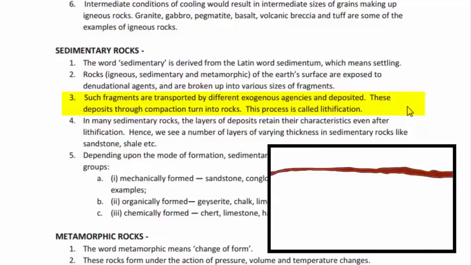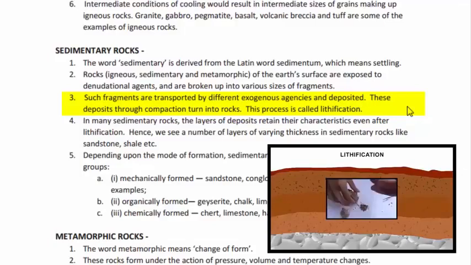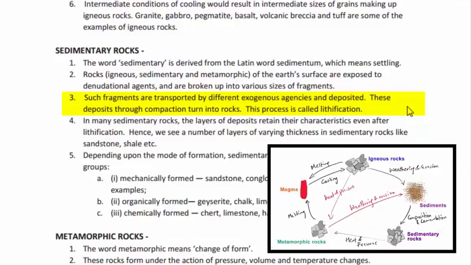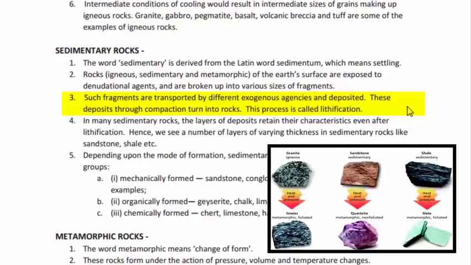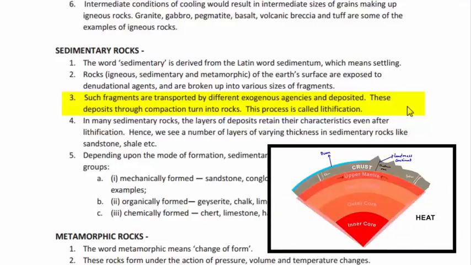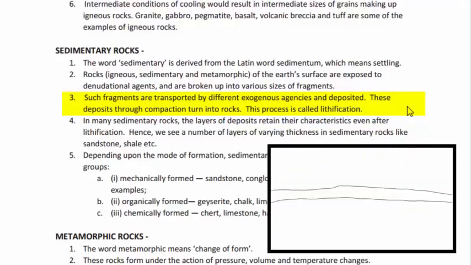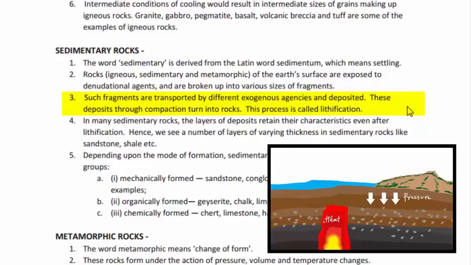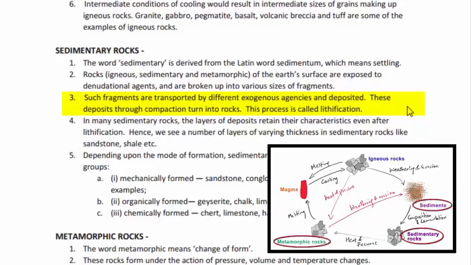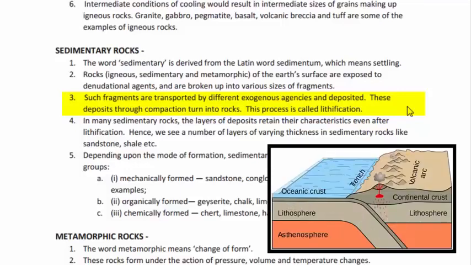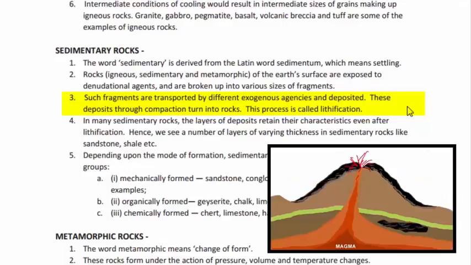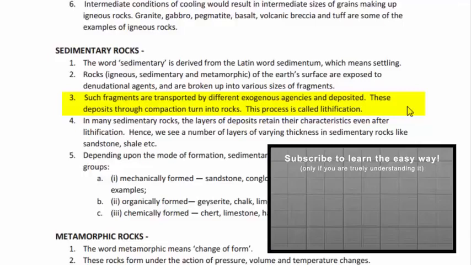These debris move from one place to another, again with the help of the same exogenous forces. Now these small fragments get deposited in the form of layers and layers, one after another. This process creates pressure that is called compaction, and as there is a good amount of heat under the crust, it becomes all the more easier for these debris to develop into a full-fledged rock. This process is called lithification.